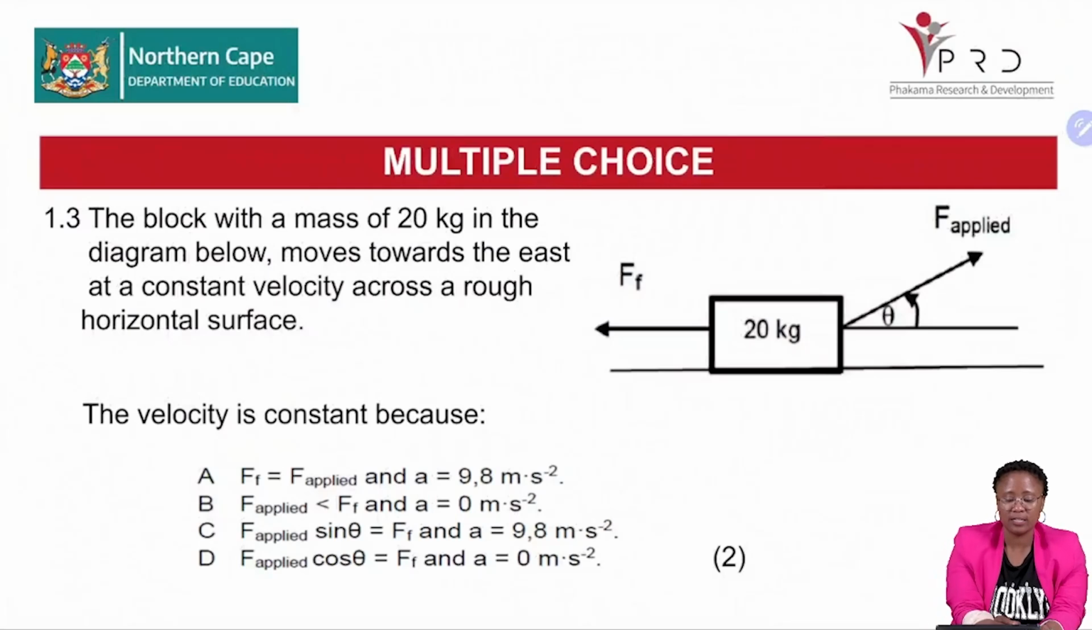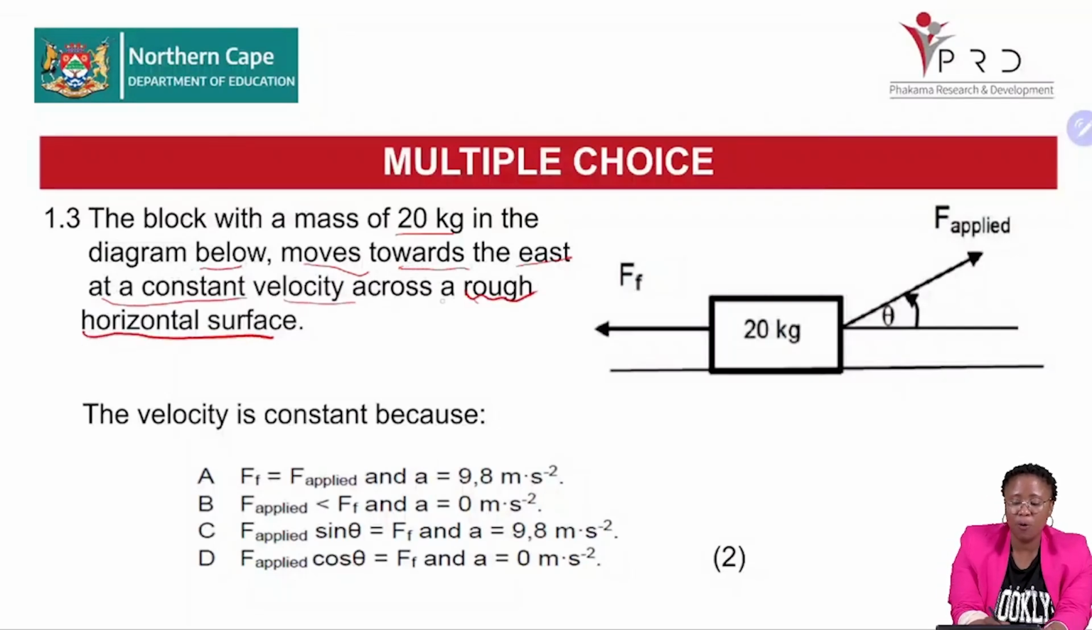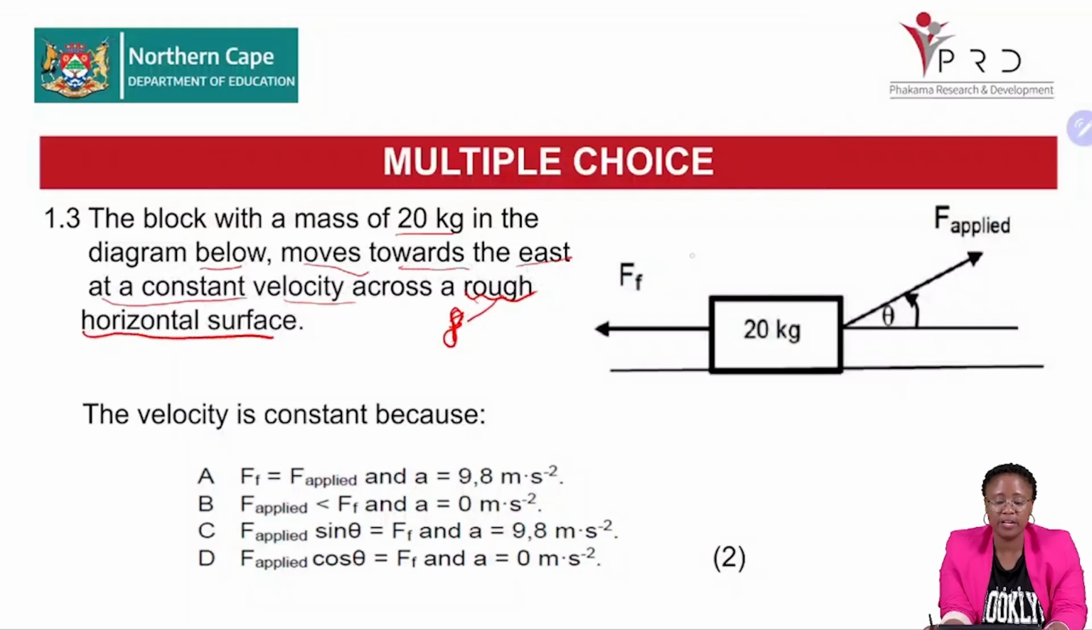1.3 says the block with a mass of 20 kg in the diagram below moves towards east at a constant velocity across a rough horizontal surface. The moment you see a rough horizontal surface, what comes into your mind? We need to have what? Friction. Friction is there, okay? Very important. East goes to the right hand side, okay?